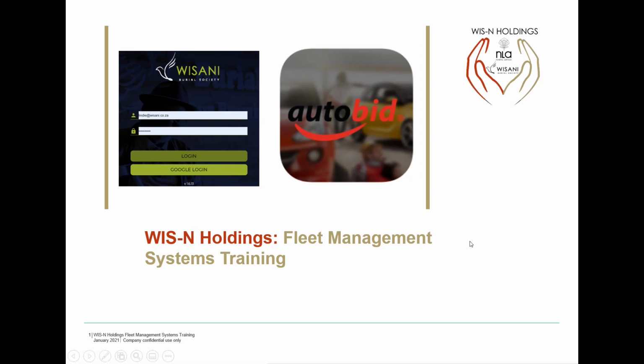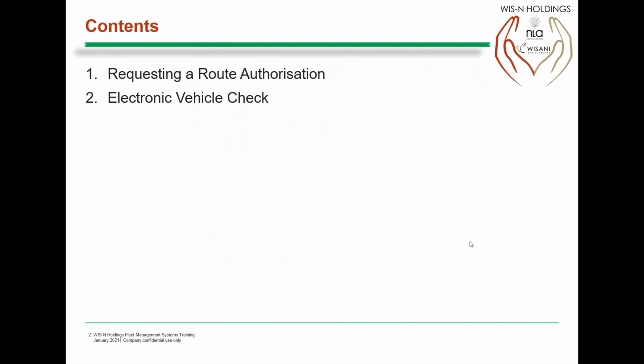You as an employee have been selected to do the following two things. The first is to request a route authorization, and the second is to do an electronic vehicle check on the vehicle that's going to leave your premises, as well as when the vehicle returns to your premises. The video you are currently watching is going to focus on how you request a route authorization on this new system that Wisani has developed. Then there will be a second video that will explain to you how to do an electronic vehicle check.